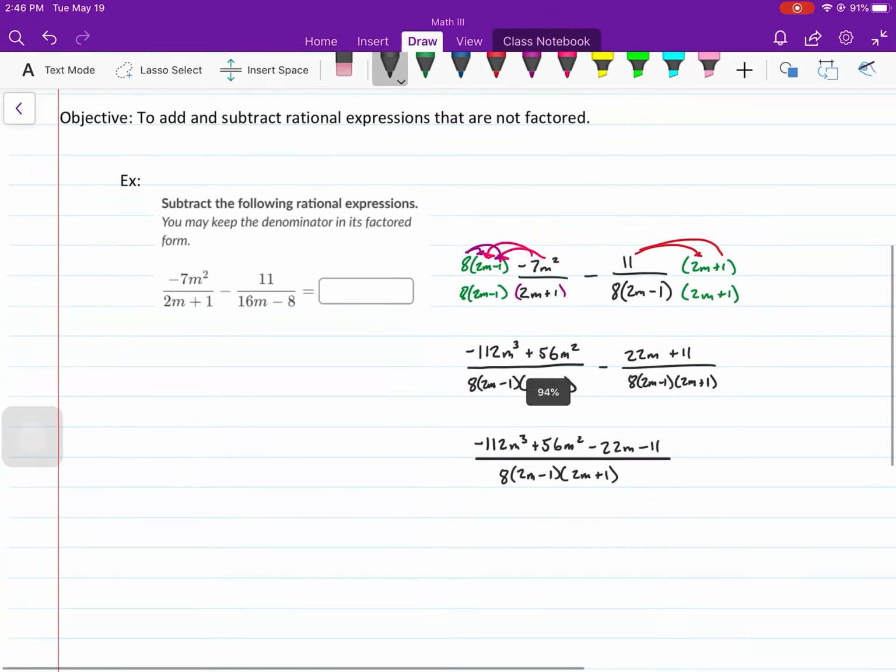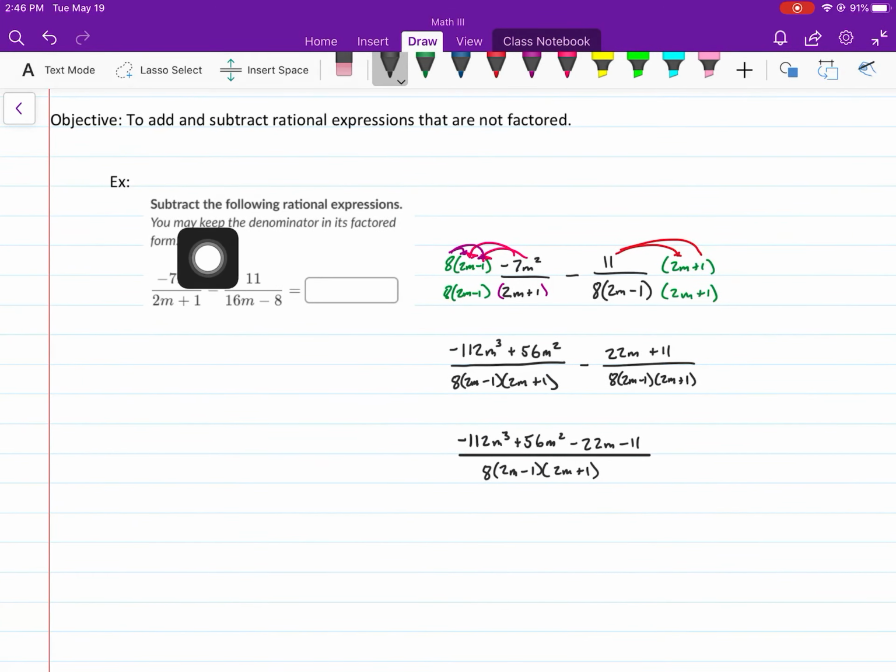And just to reread the instructions, you may keep the denominator in its factored form, so that's fine. If they didn't say that, if they specify they want you to expand it, then you would just have to FOIL it all out. It's painful, but not that difficult.